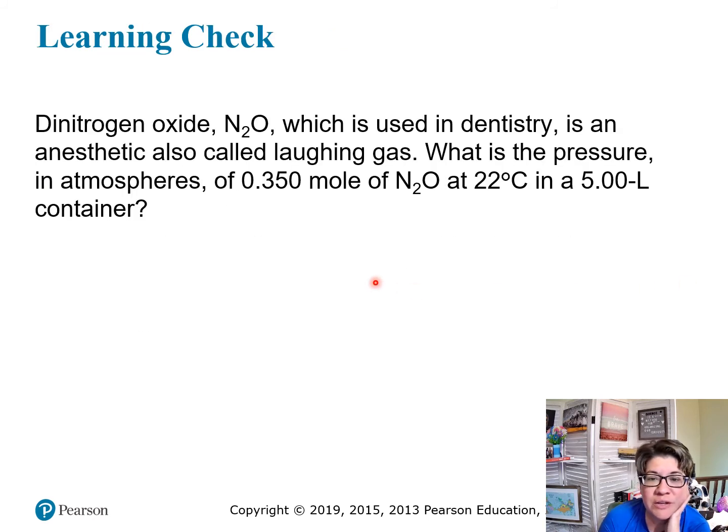So let's see if you can solve for this one. You're just plugging in those numbers into your ideal gas law equation, and make sure that you change your Celsius to Kelvin. And it is asking you to solve for atmospheres. So you're going to use that 0.0821 for R because you're in atmospheres. Okay, so go ahead and try that one.